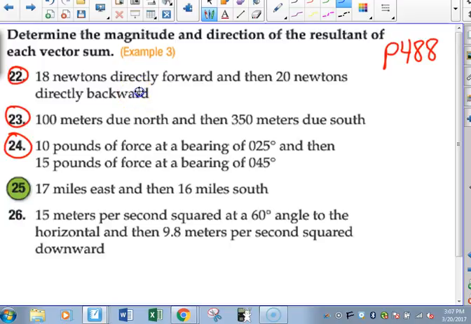18 newtons. If you walk directly forward, or the force pushes something directly forward, but then there's another 20 Newton force pushing it directly backwards, where does it wind up, guys? Yeah, or you can just say 2 newtons backwards. The resultant force is 2 newtons backward.